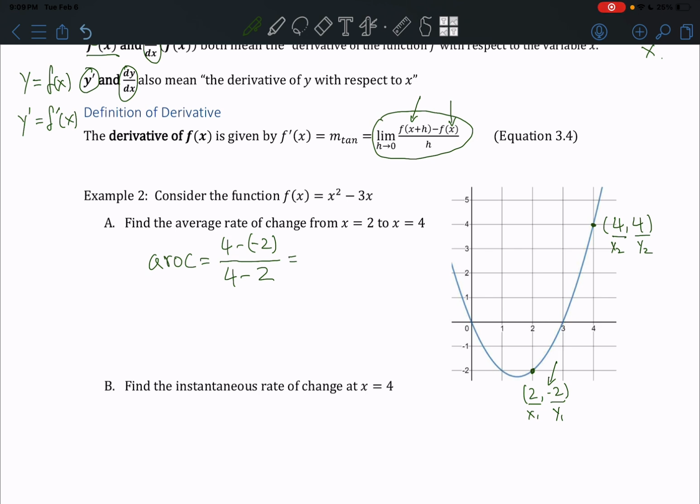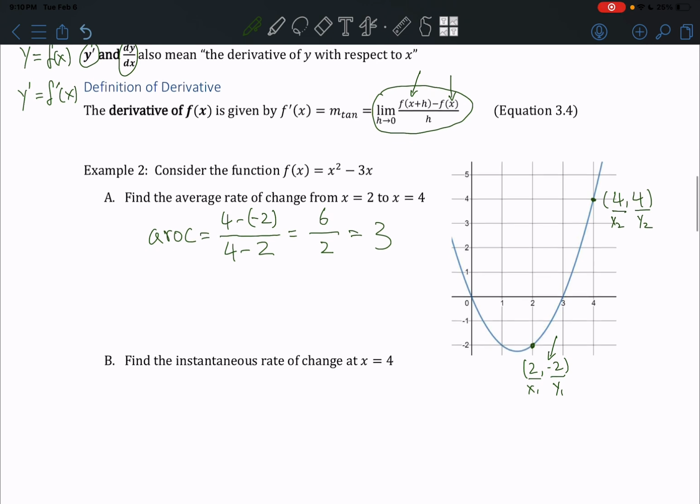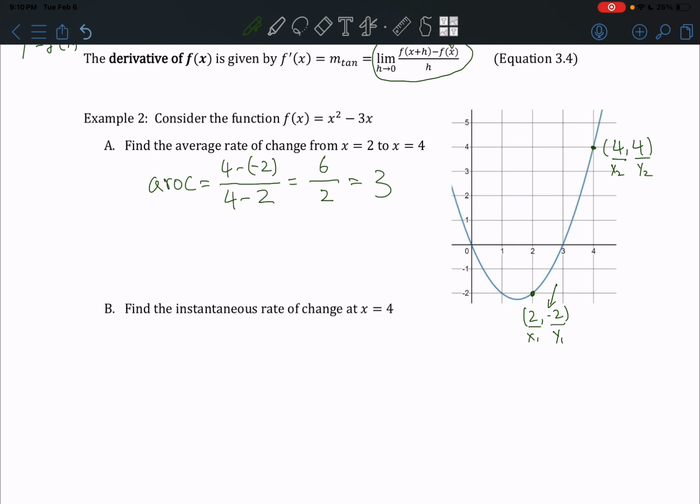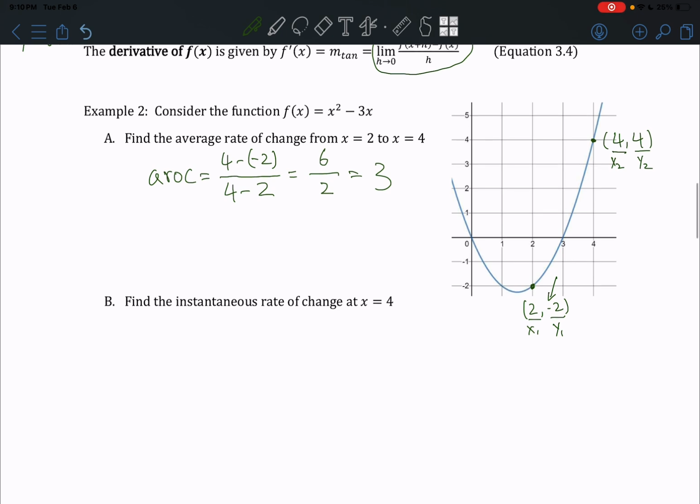All I have to do is punch it in. 4 minus -2 is 4 plus 2, which is 6. 4 minus 2, of course, is 2. So the average rate of change is 3. Okay? Average rate of change is 3. Not too difficult here. Let's take a look at the instantaneous rate of change at x equals 4.